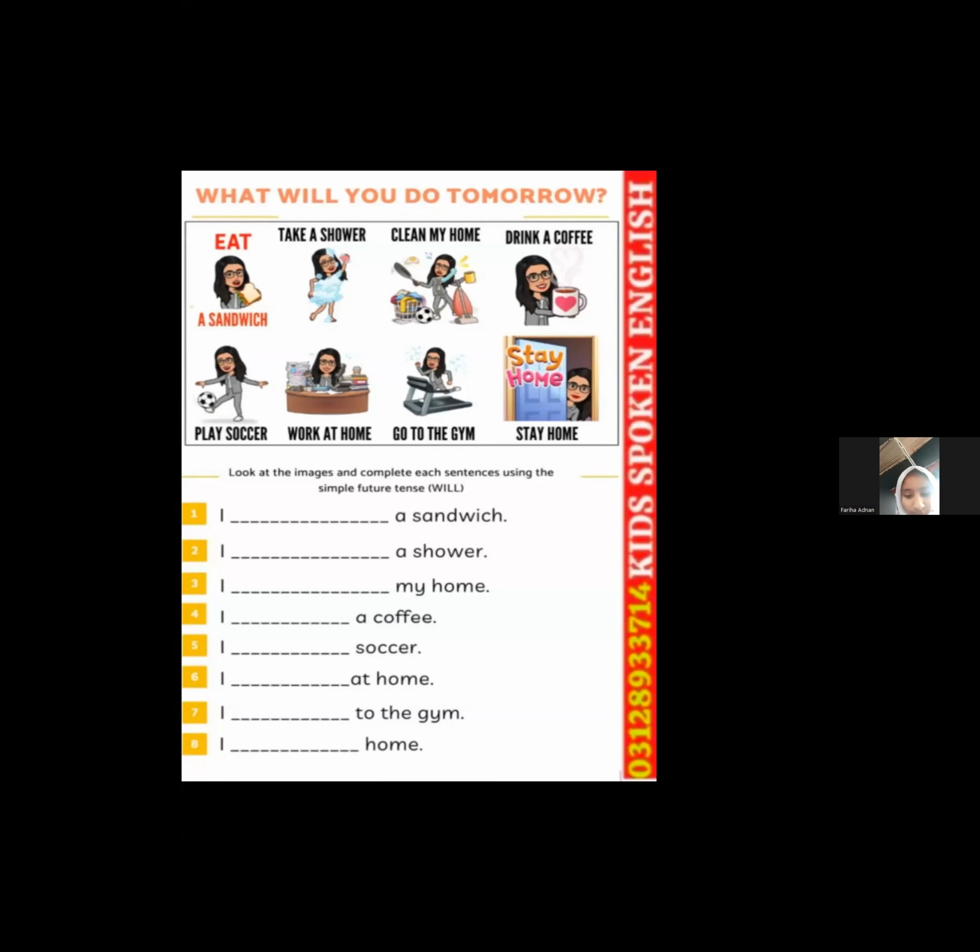Dear students, you have made a positive sentence. Now it's your turn to make it into negative and interrogative as well. Iman, make sentence number one, first into positive, then into negative, then into interrogative. I will not eat a sandwich. Will you eat a sandwich? Carry on, you are making perfect sentences.